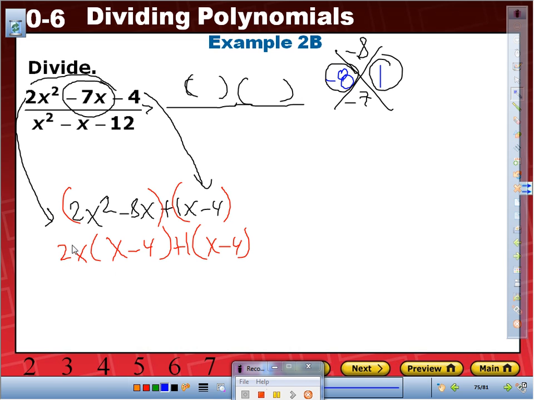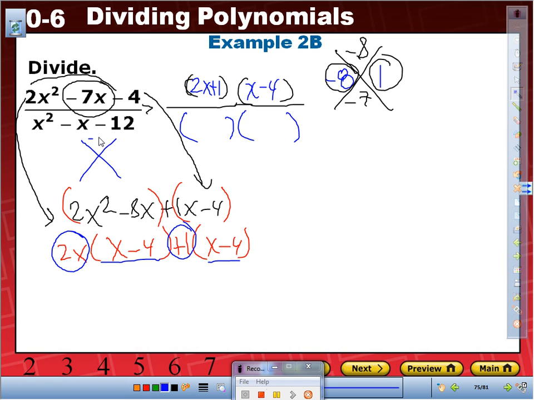So my factors, let's see. 2x plus 1. And let's see what's the same here and here? X minus 4. We there so far? That was the numerator. Now we need to do the same thing for the denominator.